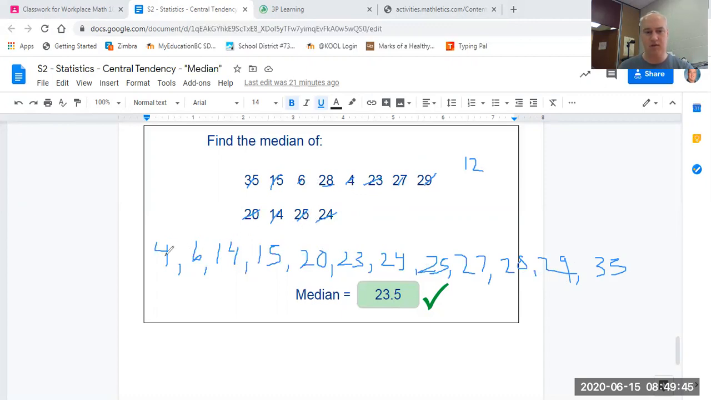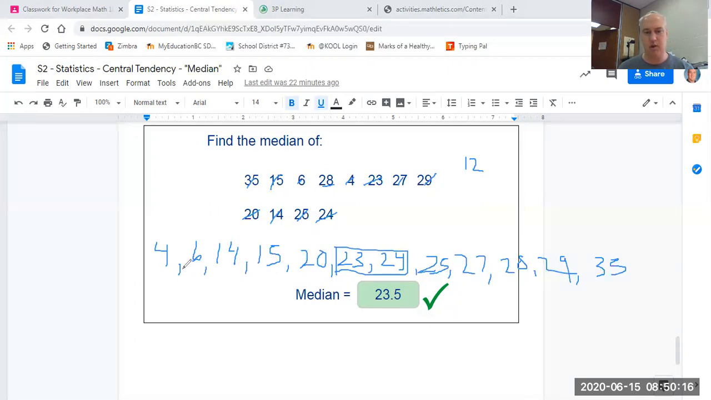So let's just double check. We have 12 numbers here. 1, 2, 3, 4, 5, 6, 7, 8, 9, 10, 11, 12. So we have 12 numbers. Now the 2 numbers that are going to fall in the middle of 12 would be basically the 6th and the 7th numbers. So we got 1, 2, 3, 4, 5, 6. So this is 6. This is the 7th number. So these 2 collectively are our middle numbers.